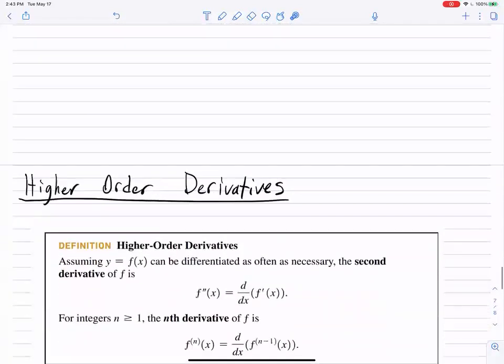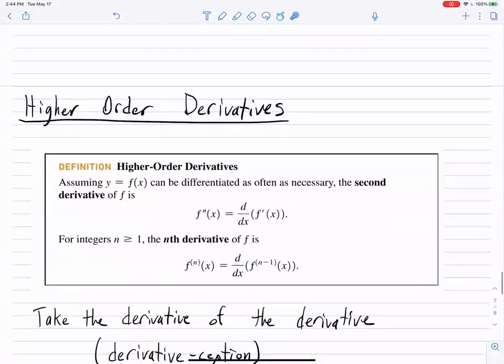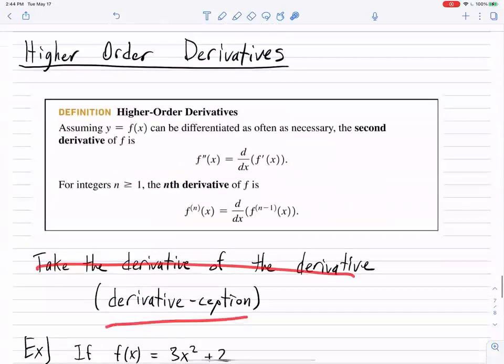And then finally, let's talk about higher order derivatives. So we can actually calculate derivatives, not just the first derivative, but higher. And so the way we define it is kind of iteratively or recursively. So the first derivative is defined, then the second derivative is just take the derivative of the first derivative. And for any integer greater than or equal to 1, the nth derivative is just take the derivative of the previous derivative. And so it's taking the derivative of the derivative, or derivative-ception.